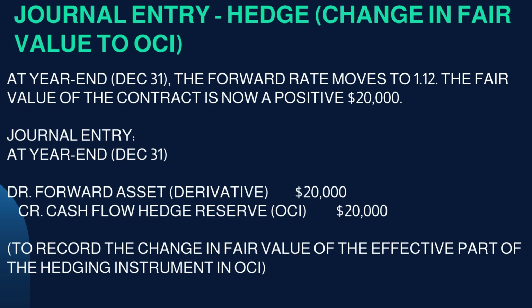This is the key entry for an effective hedge. The gain in the derivative is recorded, but the credit goes to a special equity account called Cash Flow Hedge Reserve in OCI, not to P&L. This avoids P&L volatility.